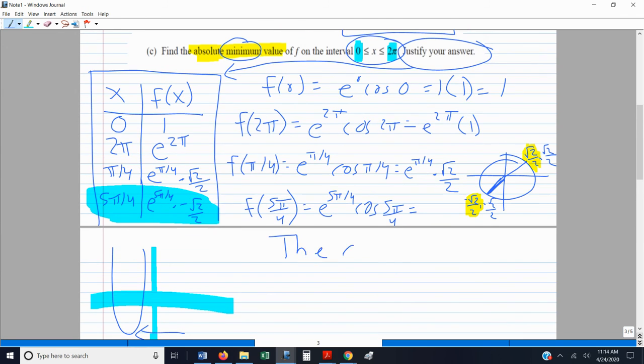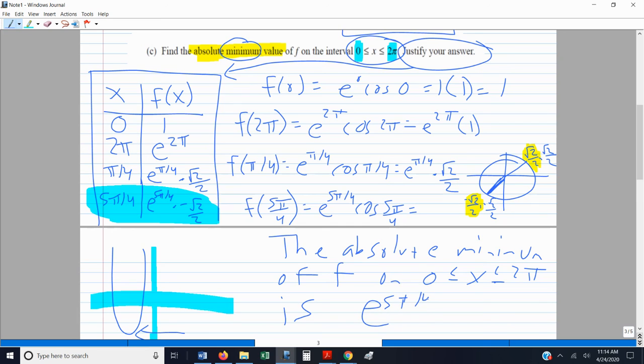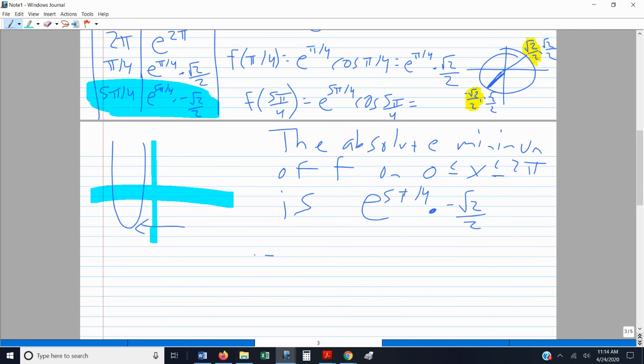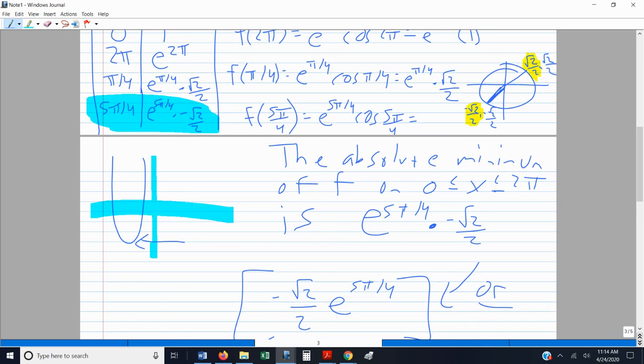The absolute minimum of f on the interval 0 to 2 pi is, and then I'm going to put that y value, e to the 5 pi over 4 times negative root 2 over 2. If you wanted to write that nicer, you could put negative root 2 over 2 times e to the 5 pi over 4 and not have to put that multiplication dot. So absolute minimum of f on 0 to 2 pi is, and you're just giving that y value there.